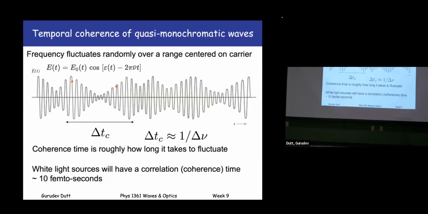Okay, so let's just talk about that in a little bit of a physical picture. So imagine that the wavefront E of t is some amplitude that's fluctuating, which is not super important.